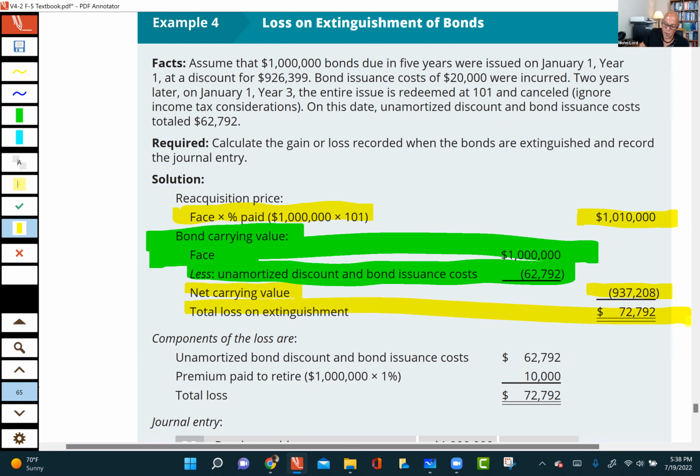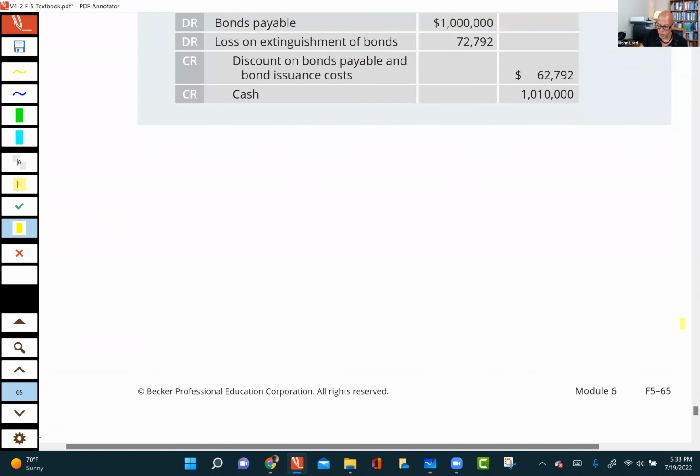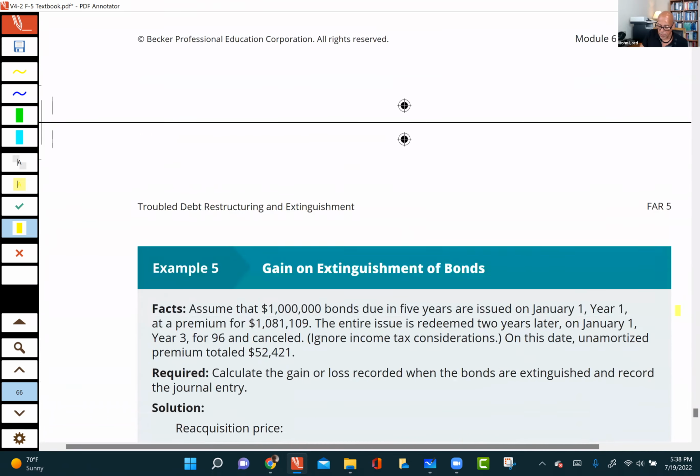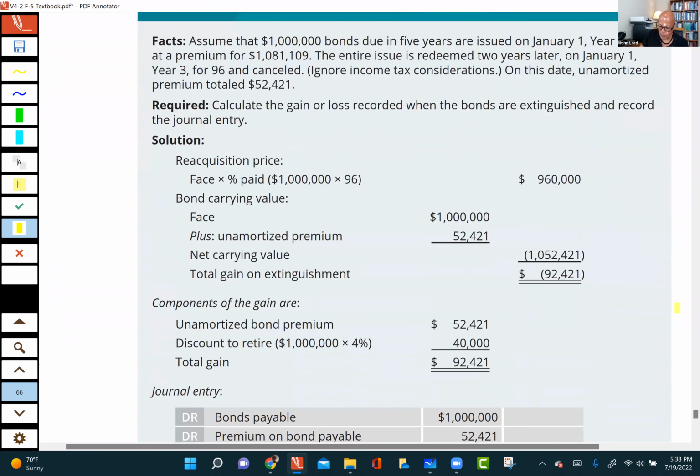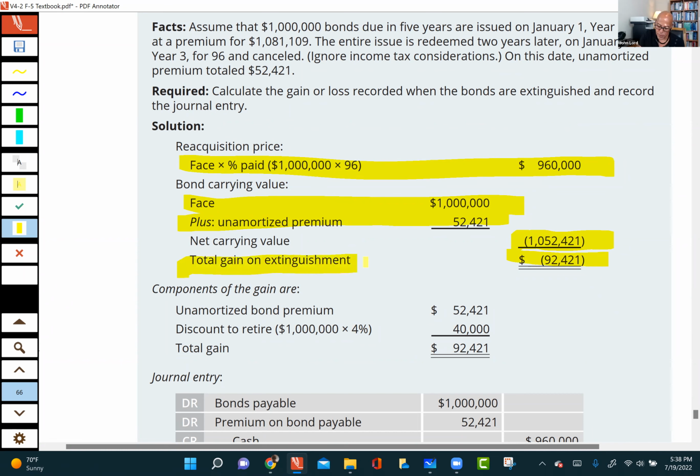Okay. Now you come over and take a look, and don't worry about the journal entry there, but what if it's a gain? How would we calculate that? How would a gain work? Well, now they're telling us we have to call it at 96. And now they're telling us the face is $1 million. There's an unamortized premium. So we add the premium and that difference is what? That difference is going to be a gain on the extinguishment.